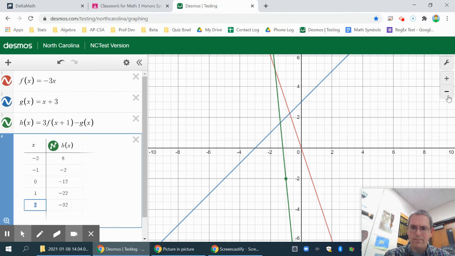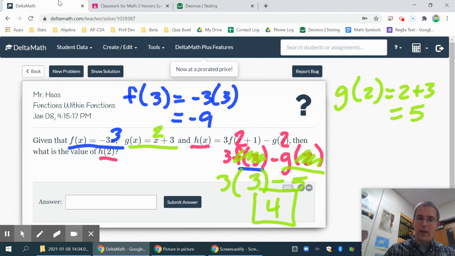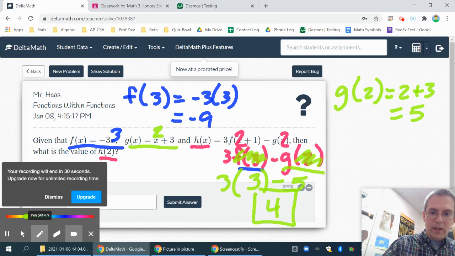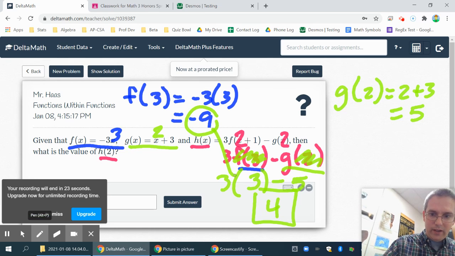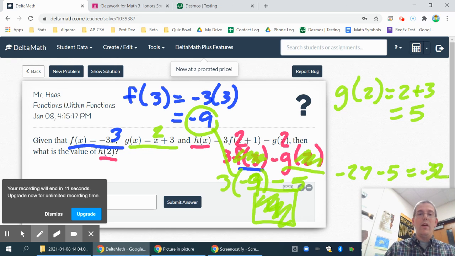That causes me some concern because it didn't match my answer. So I'm going to go back and check my work. And when I do, I notice I made a simple substitution mistake. f of 3 was not equal to 3 as I put down there. f of 3 was actually equal to negative 9. So if I make that a negative 9, what I'm going to have is a negative 27 minus 5, which is negative 32. So that's why checking your answer with Desmos is often helpful, because it can help you catch little simple mistakes like that.